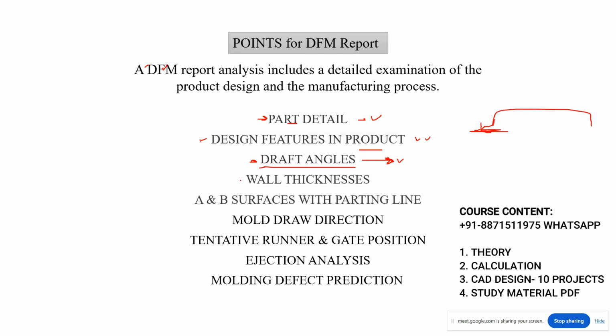Wall thickness. If I'm talking about the wall thickness of the product, which is for the molding purpose, right? So basically wall thickness should always be uniform, but there is a limitation of that.